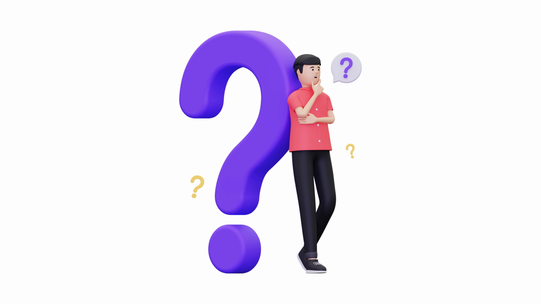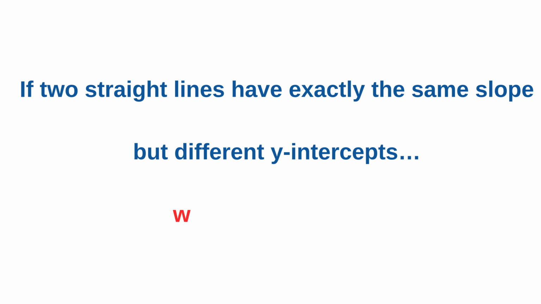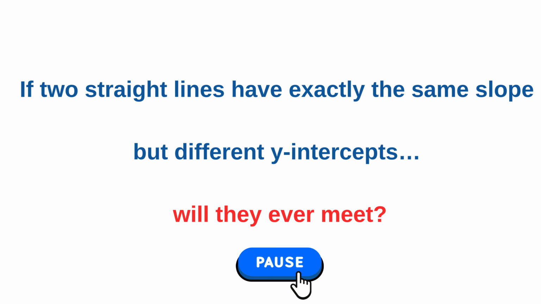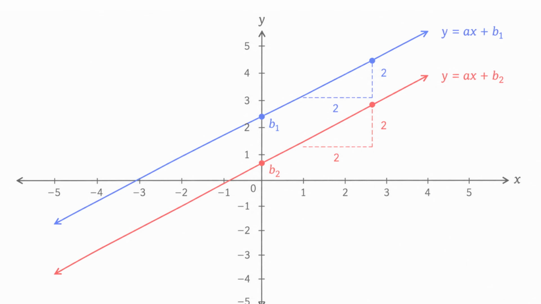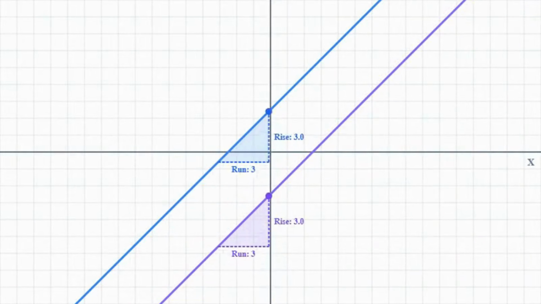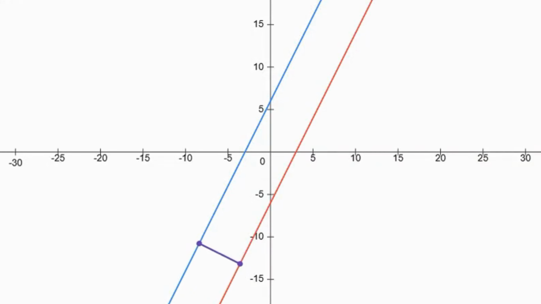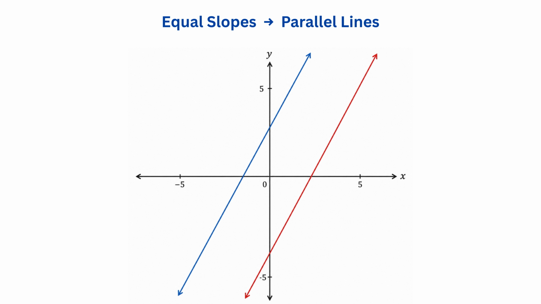Now think carefully about this final question. If two straight lines have exactly the same slope but different y-intercepts, will they ever meet? Pause. They will never intersect. Because equal slopes mean equal steepness. Both lines rise or fall at exactly the same rate forever. Their separation remains constant at every point, and that is why lines with equal slopes are parallel.